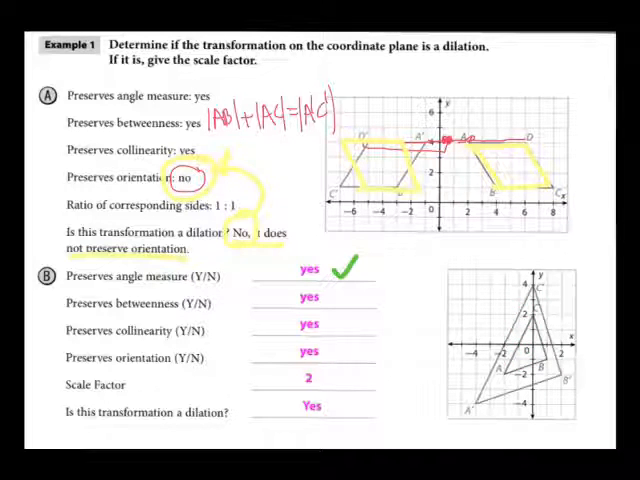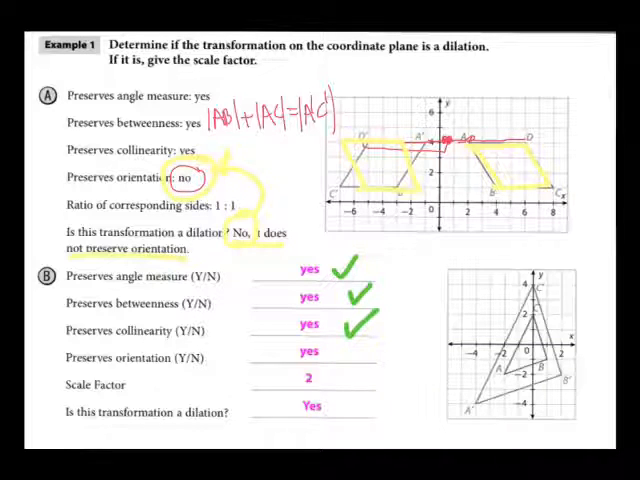Now let me show you what that looks like in green. So basically, if I were to add this measure with this measure, it gives me the larger measure. So the measure in the center is in between. All right, so I hope that helps you see it a little bit more. It did preserve betweenness. Now let's go talk about collinearity. Yes, they are all collinear. So C prime, C, and our center of dilation are all collinear. So let's check mark that. Is it preserving orientation? Yes, it is. My shape looks exactly in the same orientation as my original.